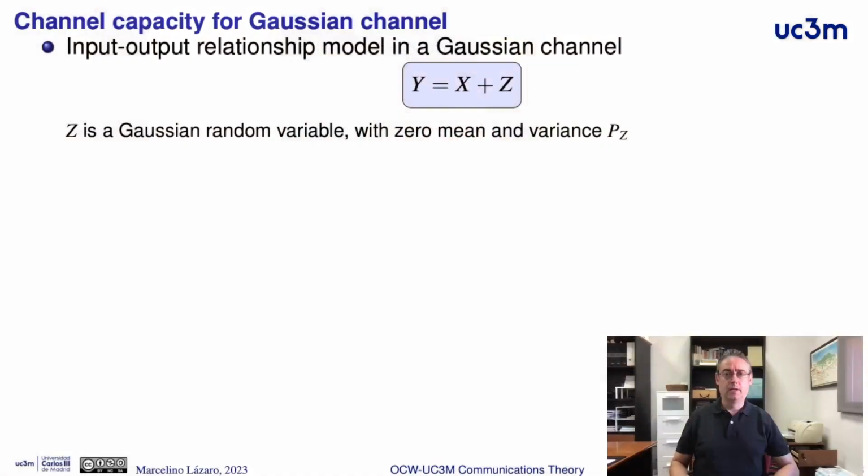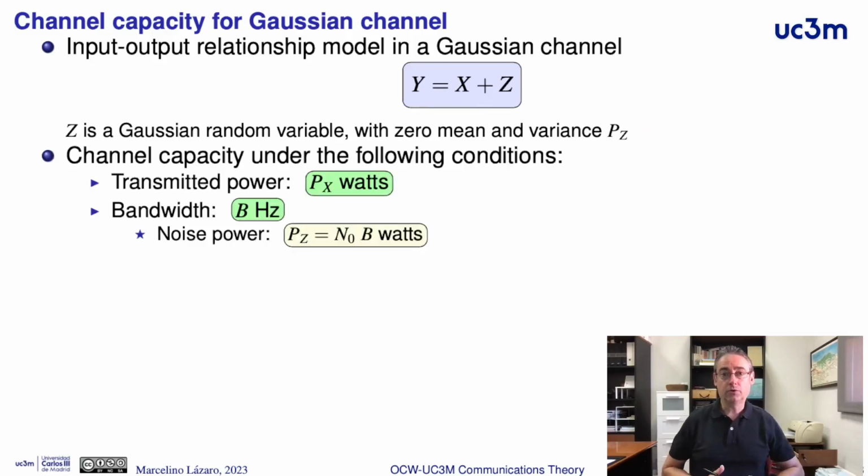In this video, we'll obtain the channel capacity for a Gaussian channel. In a Gaussian channel, the relationship between the input and the output is as follows. At the output, what we have is the input plus a noise term. Z is a Gaussian random variable with zero mean and a given variance, and the variance is equal to the power of this noise in this case.